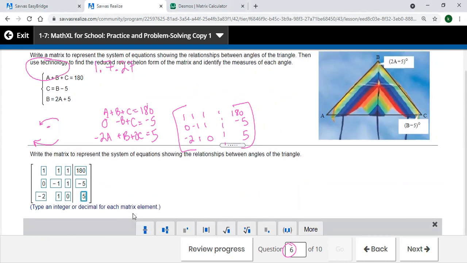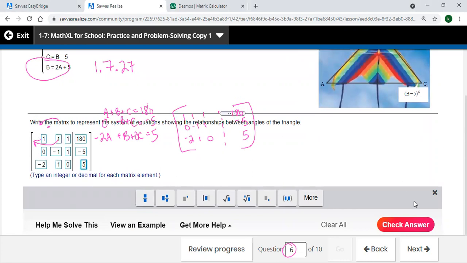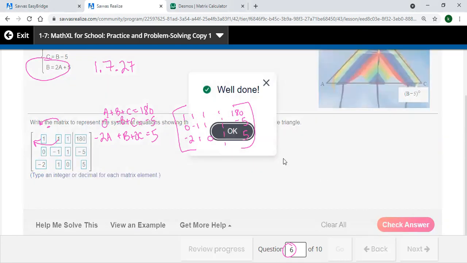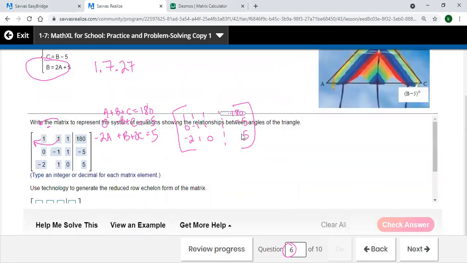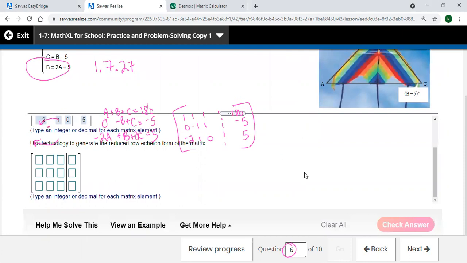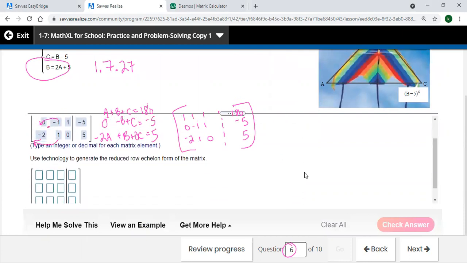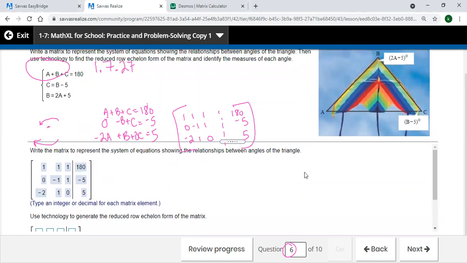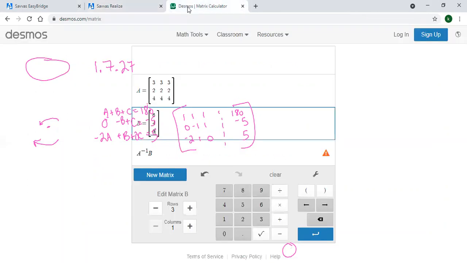So, all right, so let's see if we check that out. We did. All right, so far so good. Moving on to the second step. And it says use technology to get the reduced echelon. All right, so I think if I jump over here to Desmos, and you guys should be seeing Desmos right now, I believe. So then I can just put these in.